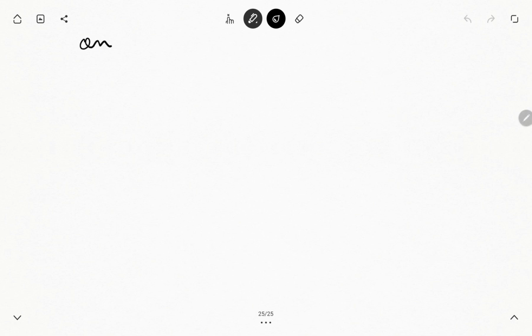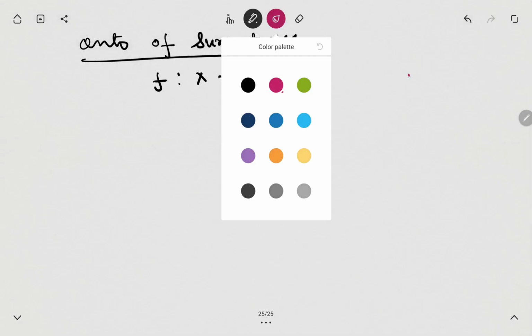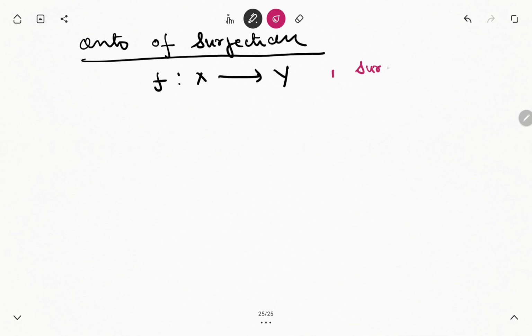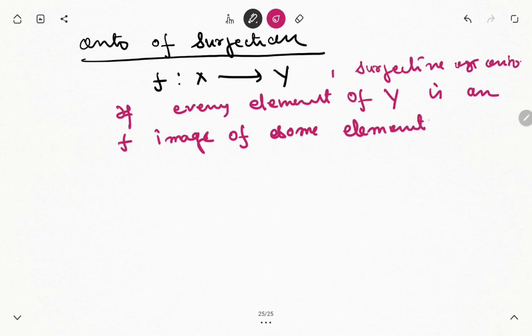Now next, onto or surjective. A function f from X to Y is said to be surjective or onto if every element of Y is an f image of some element in X.